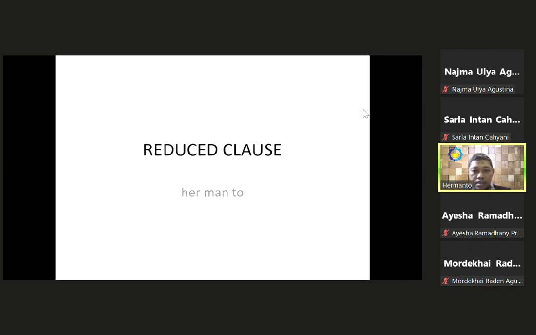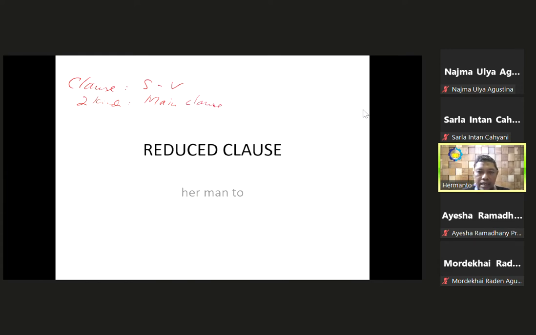So in general, clause is divided into 2. Let me explain a bit about clauses. As you know, a clause is a group of related words containing subject and verb. And in general, clause is divided into 2 kinds. Number 1 is main clause, and the other one is subclause.